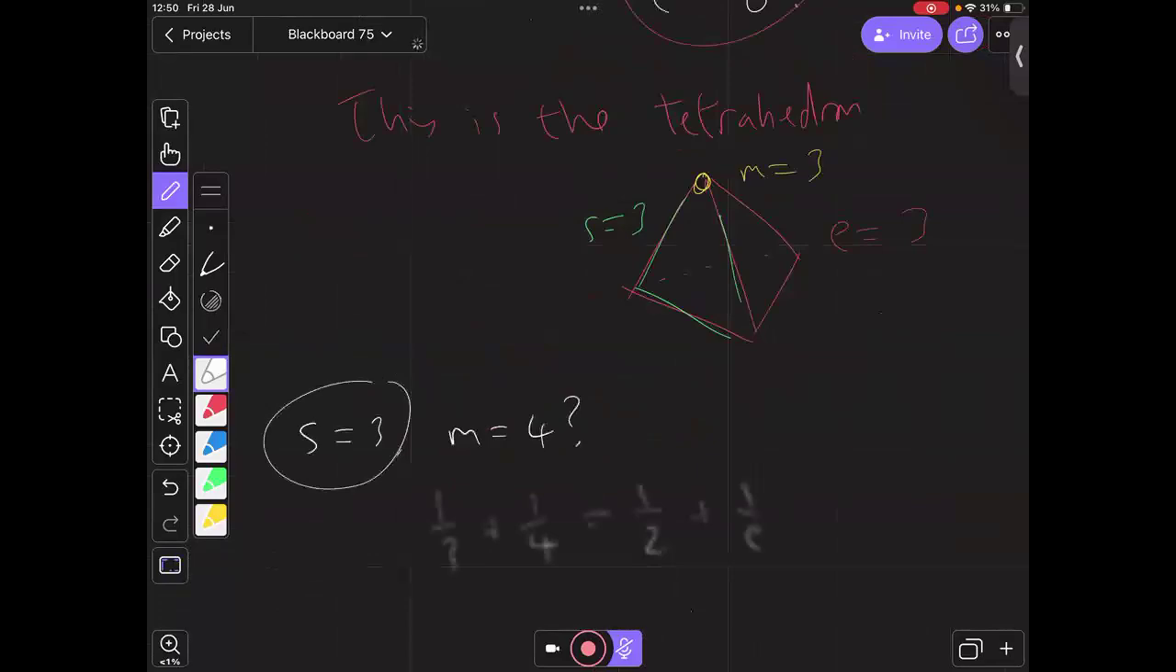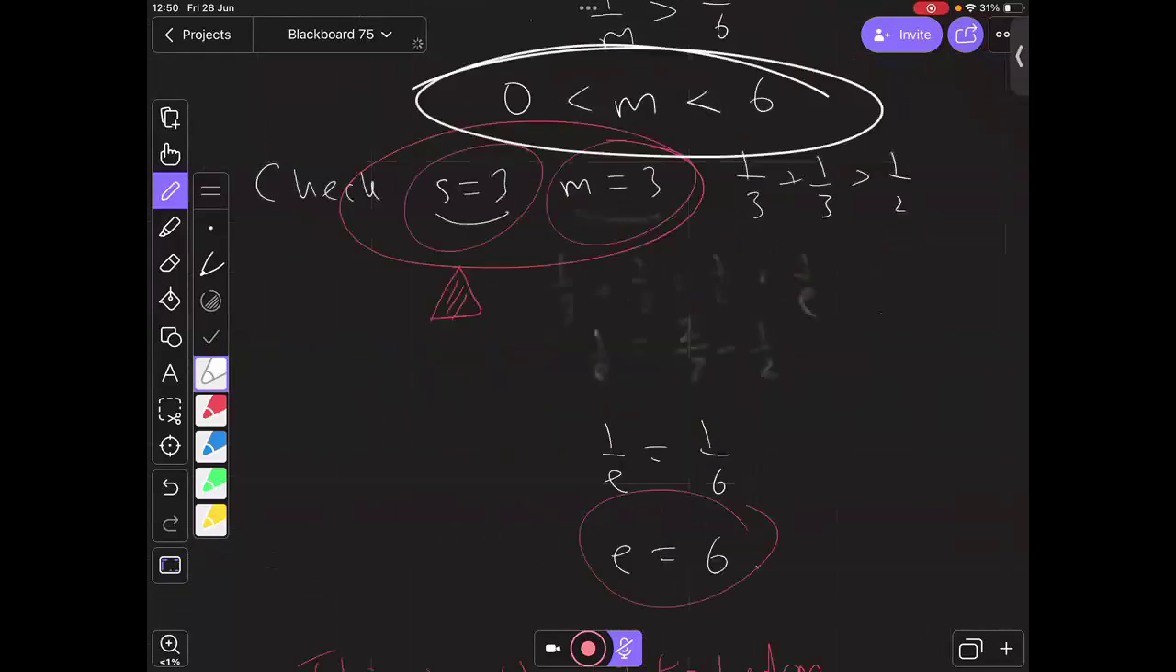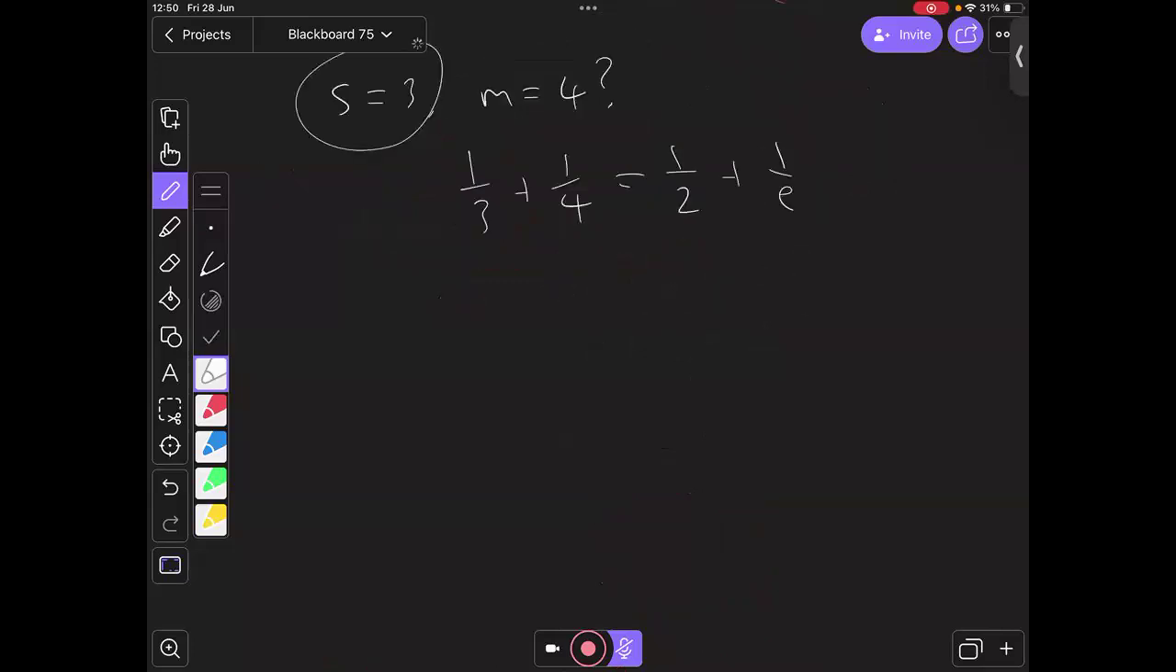So m, sorry, I don't know why I wrote a 0 here. This is to be 3, sorry. M is at least 3. Okay, so we try m equals 4.